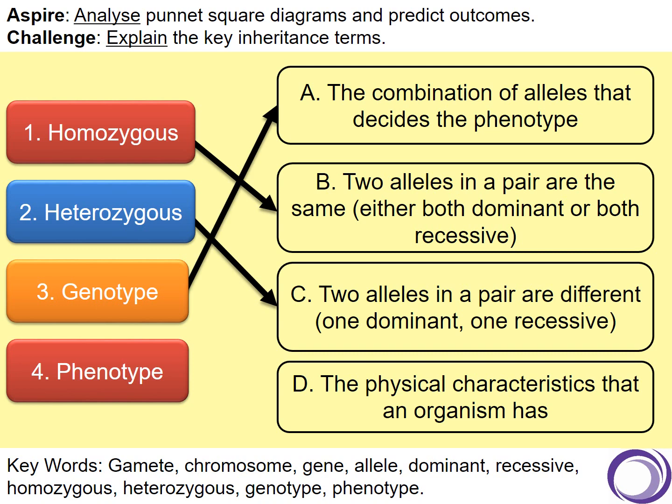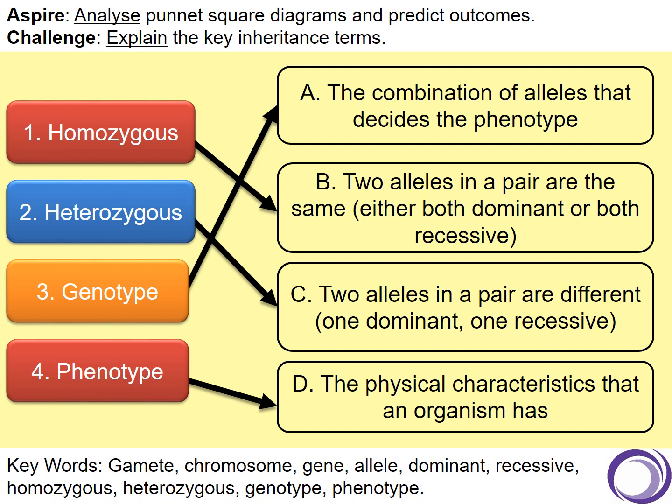Genotype, this is a combination of alleles that decides the phenotype. So if you think about eye colour, big B for brown eyes, that is the genotype for that person's eye colour. The two letters, if you like. The phenotype then is the physical characteristic that genotype delivers. So for example, brown eyes or blue eyes or freckles or no freckles. So the genotype is the two letters, and those letters determine the phenotype, which is the physical characteristics.